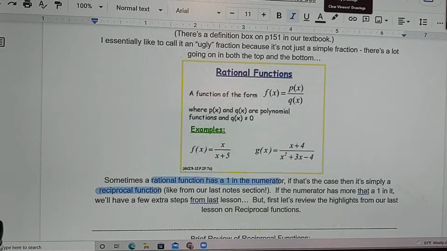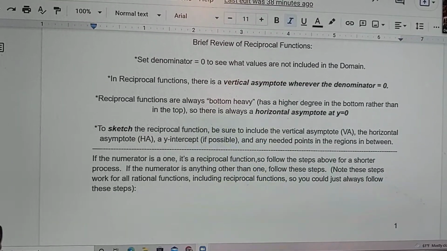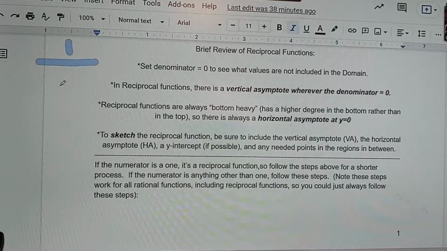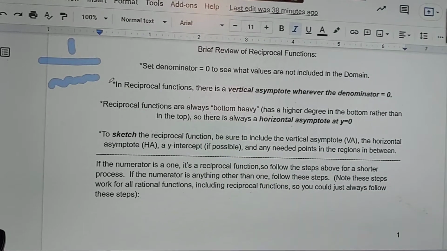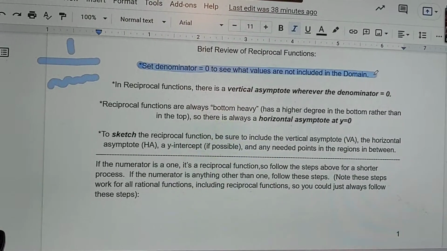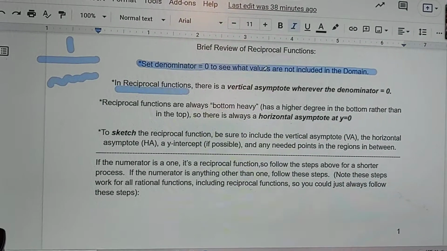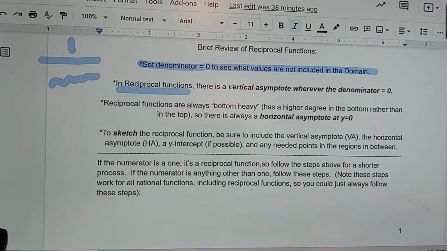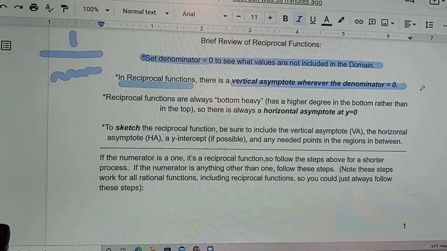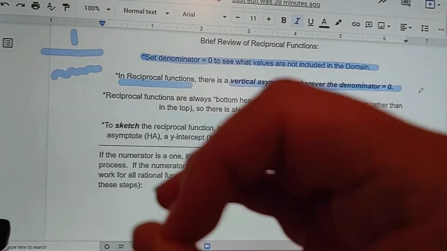But before we go into the extra steps, let's do a quick review of what we should have taken away from our reciprocal function lesson. First point, when you have a reciprocal function, that's just a 1 over a bunch of stuff in the denominator, you will first of all set your denominator equal to 0 to see what values are not included in the domain. And for reciprocal functions, whatever you find to not be included in the domain is automatically where you have your vertical asymptotes. That's going to change a tiny bit this lesson as we add in the concept of holes in your function. Literally like a circle hole in your function.